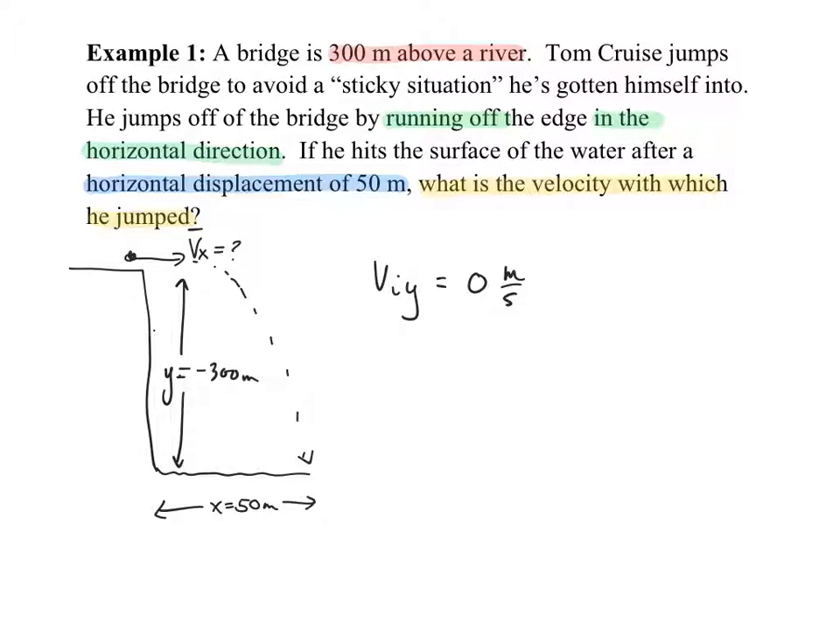So the diagram helps me a little bit just to visualize what's going on. And the question is, what's the velocity with which he jumped? So what's the initial velocity, or what's the x velocity? Because that's the way he jumped.